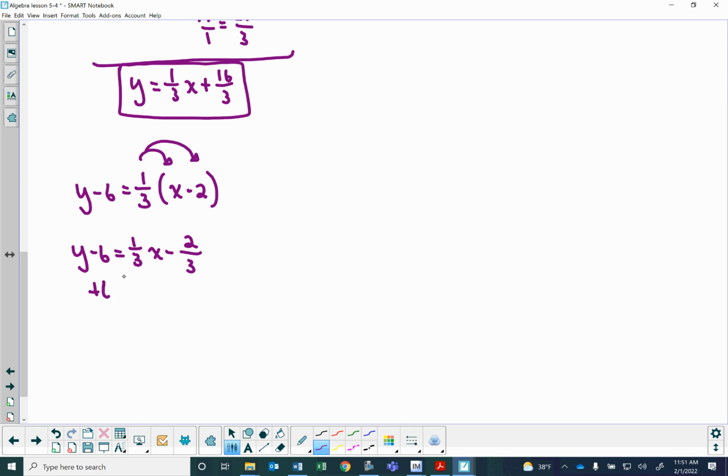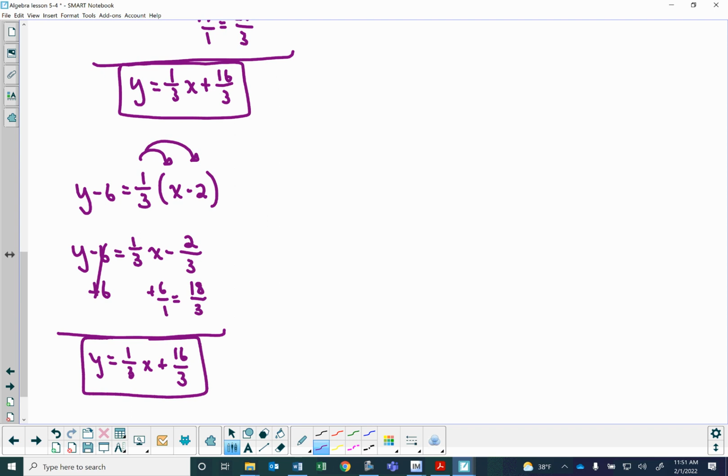Add 6. Adding 6 over 1 is the same thing as adding 18 over 3. So these cancel here, so you're going to get y equals 1/3 x, 18 minus 2 is 16, so plus 16/3. You'll notice that no matter which point you use, your slope-intercept form equations are exactly the same. Your slope-intercept form of the equation will be exactly the same, does not matter which point you use, which is why I prefer things to be written in slope-intercept form, because then we only get one answer.